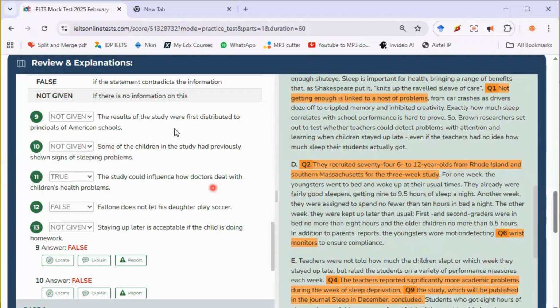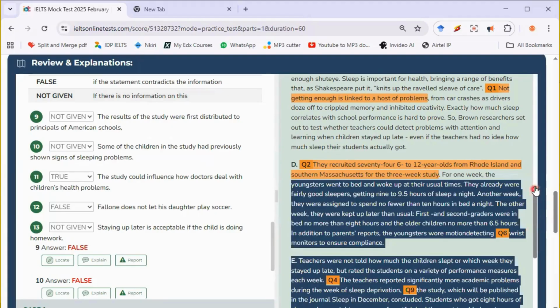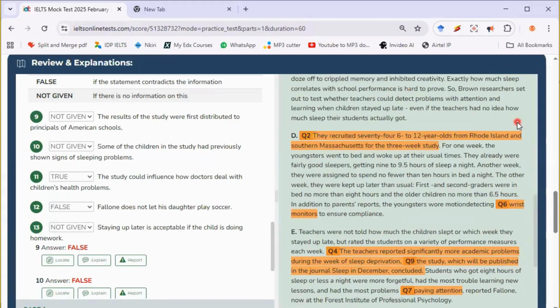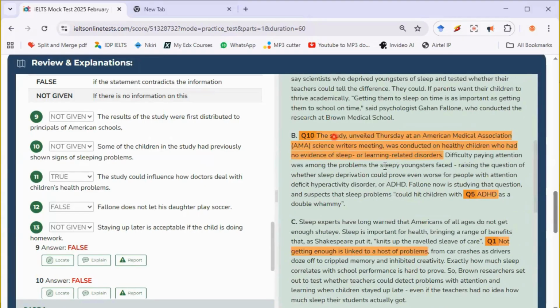I'm going to share a voice note with you in the group. I call it 6 reasons for wrong answers in IELTS reading. One of the reasons is wrong address. Can you see that I picked my answer for number 10 based on paragraph D? I should have picked my answer based on paragraph B, based on this paragraph B here. So my answer was based on the wrong address.